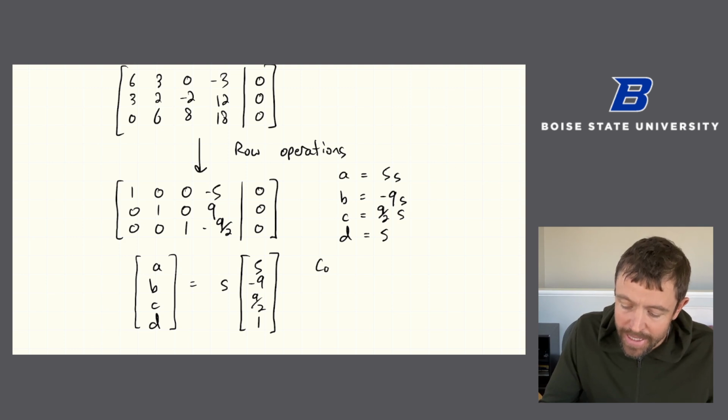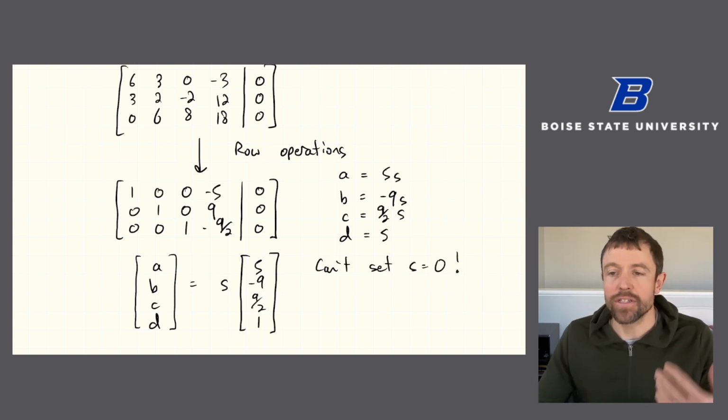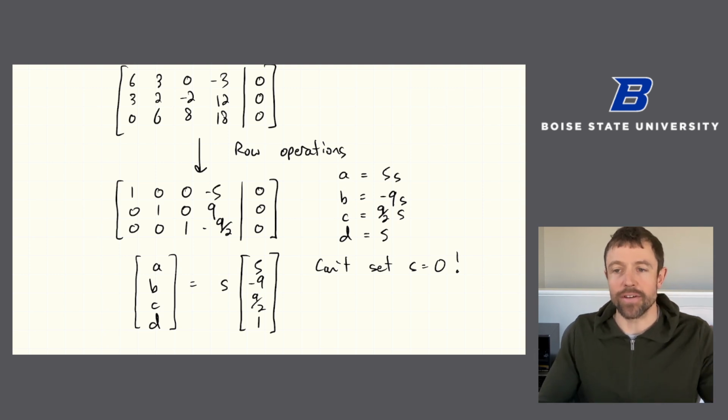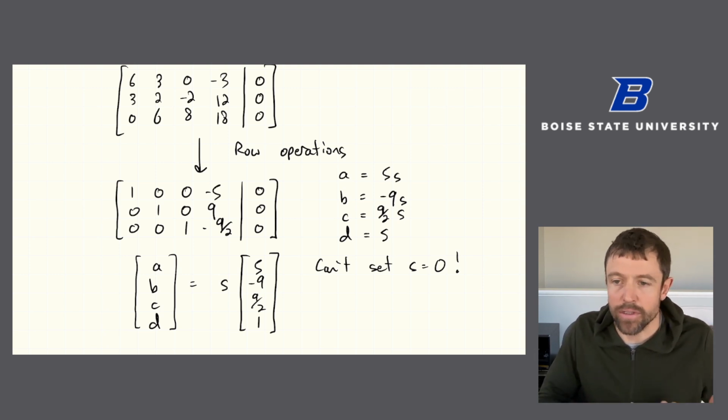So we can't set s equal to 0, just because that gives us a trivial linear combination. We already knew that was a solution. That's not why we did this. Usually I set parameters equal to 0 if that makes sense, because it's easier, right? Computationally, you're just multiplying by 0.